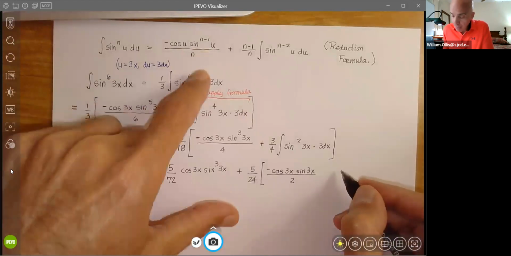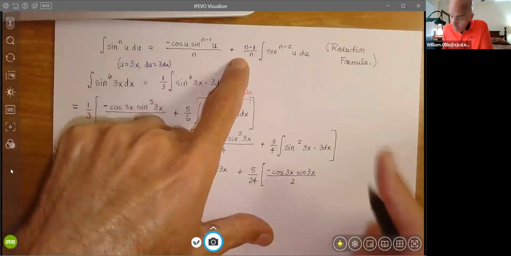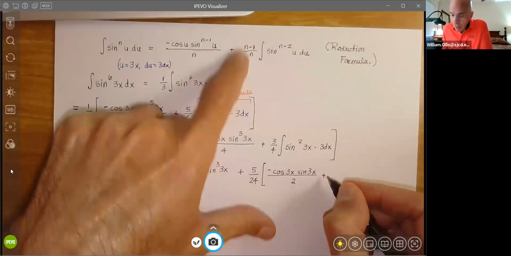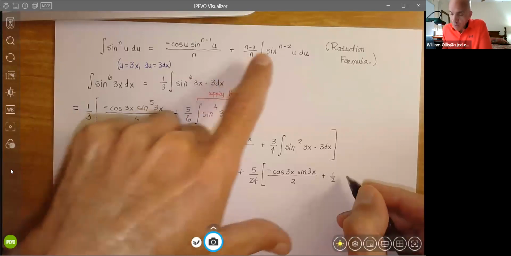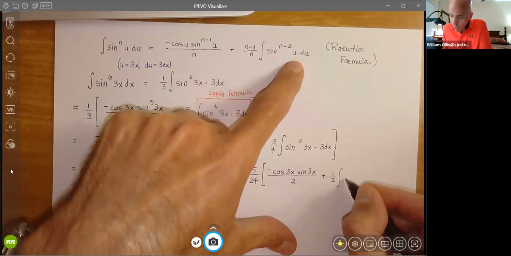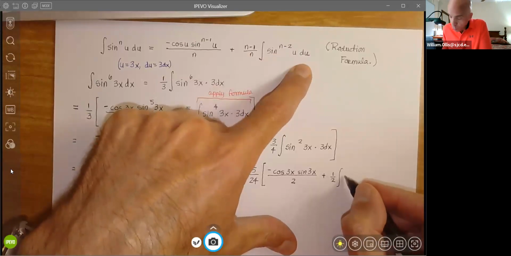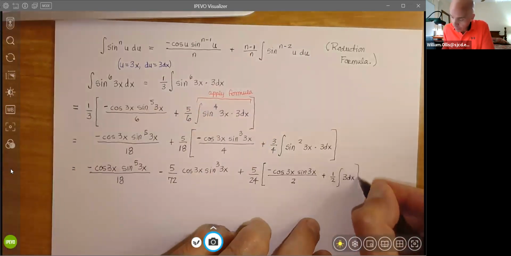And then divide by 2, as we have here, and then plus 1 over 2. And then, of course, sine to the 0 is just 1. And then we're left with our differential, which is 3 dx. That's the only time that 3 is going to matter.